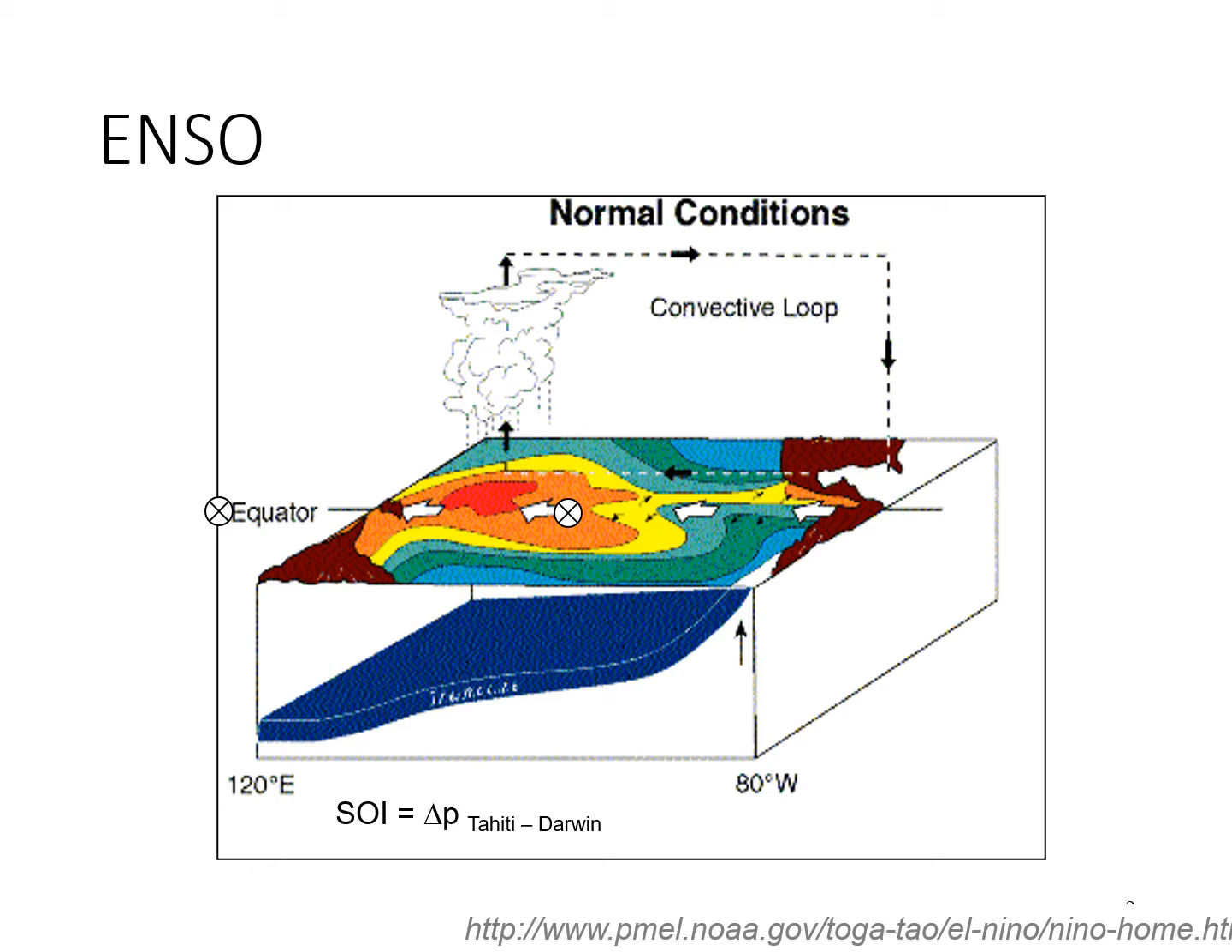The warm waters in the west lead to warming of the overlying air and precipitation, while the cool waters in the east create a high pressure. This difference between the high pressure and low pressure creates a convective loop that intensifies the trade winds.